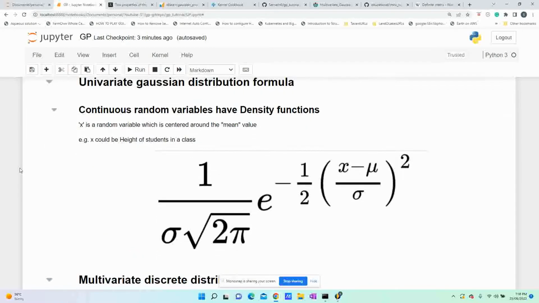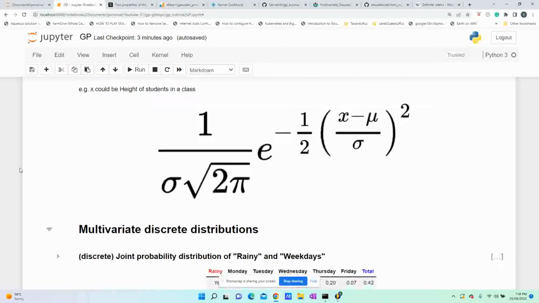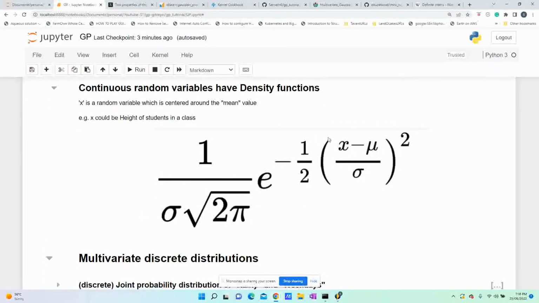So for the continuous analog, we can take the example of the Gaussian distribution. In this case, you can see a big formula here. X is the random variable. It takes a continuous value. Mu is the mean, sigma is the standard deviation, and the term (x minus mu) by sigma gives you how many deviations x is away from the mean.